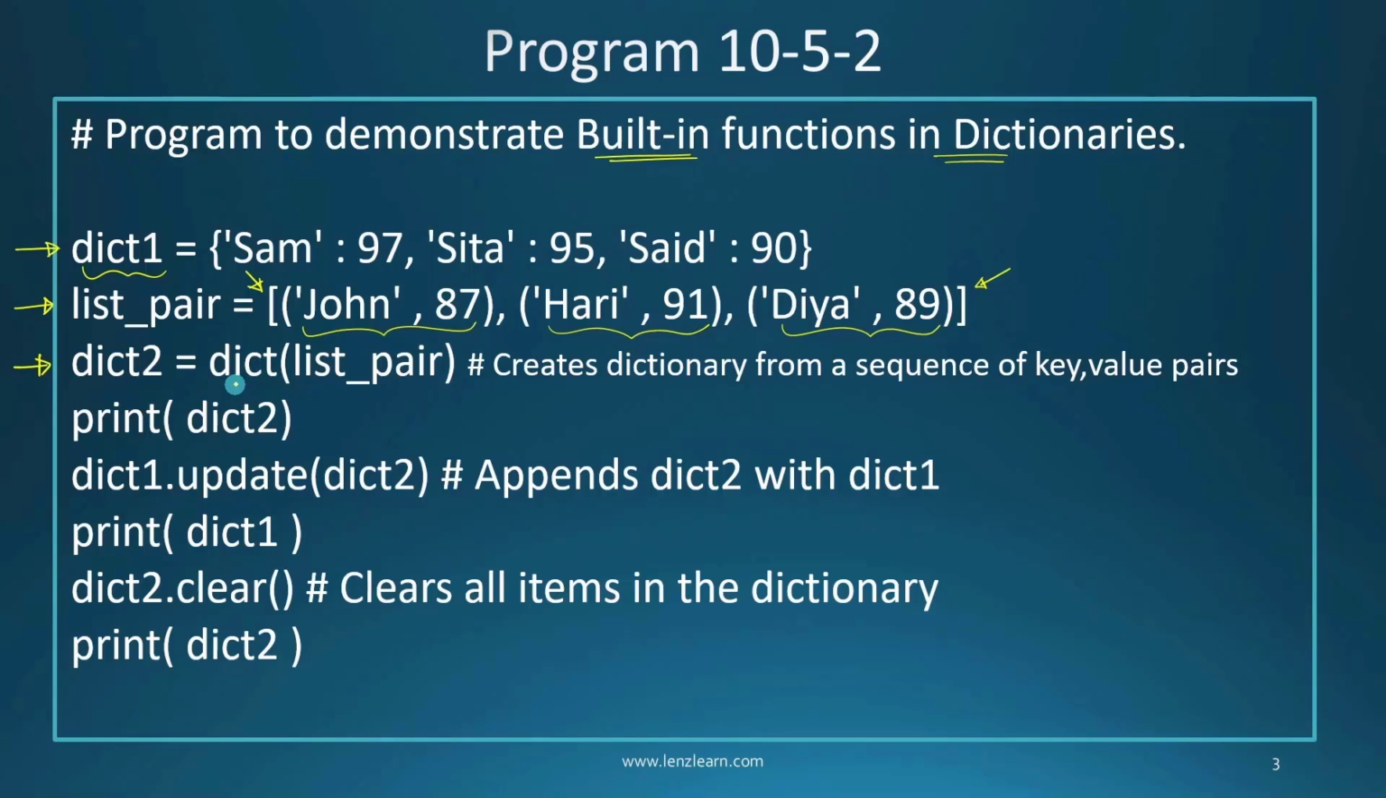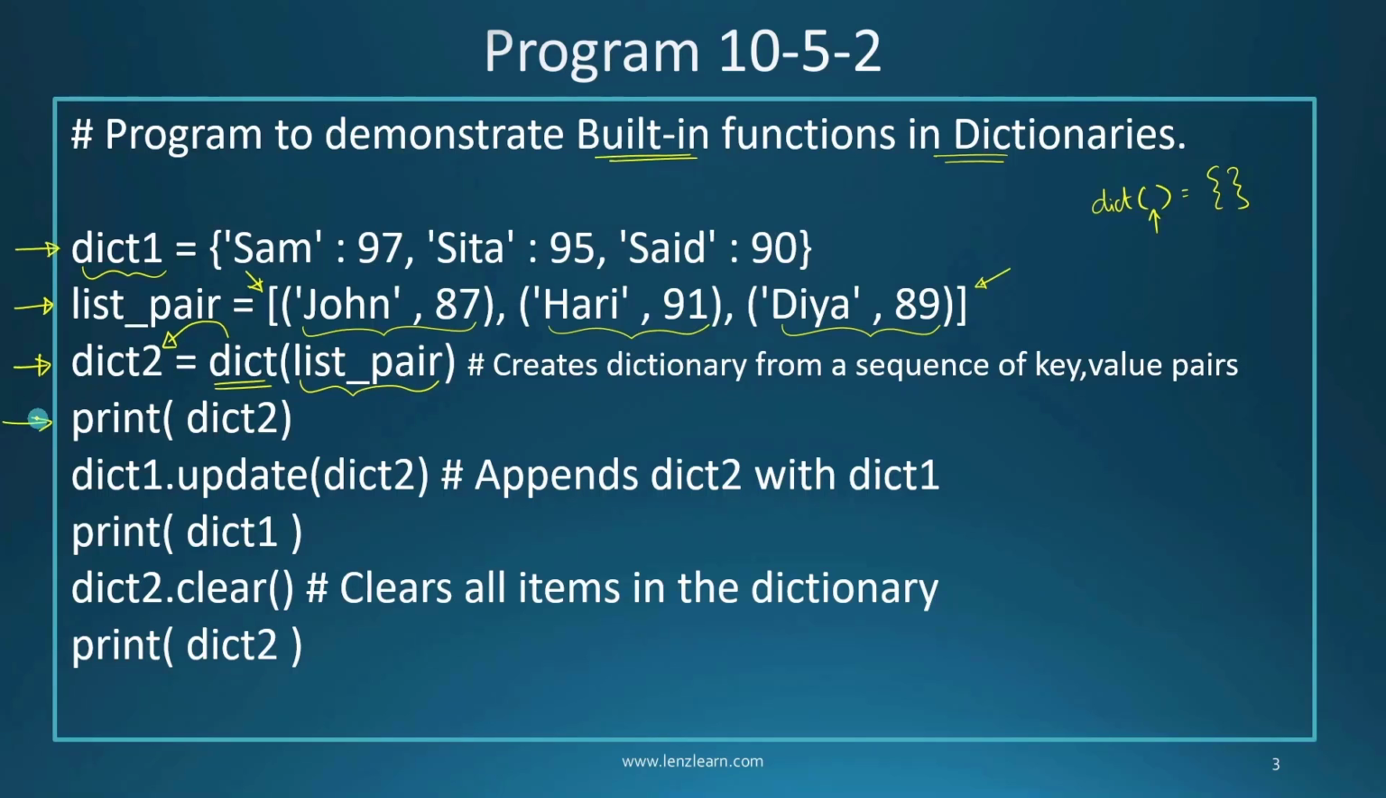So here you see I'm calling a function called dict. Now we have used this function dict before to create a blank dictionary. You remember, if I give dict without any arguments inside, this will produce a blank dictionary. So right now I'm going to give an argument which is a list. Okay, so this is the actual list over here, list pair. So what this dict function will do, it will convert John 87, Hari 91 and Dia 89 into a dictionary, and it will store into this new variable dict2.